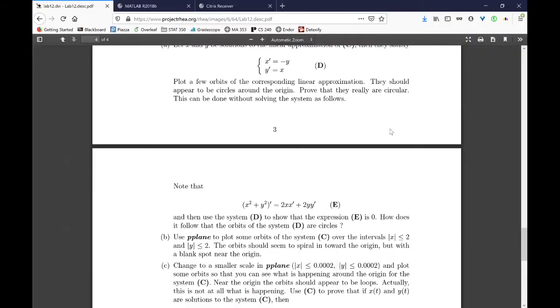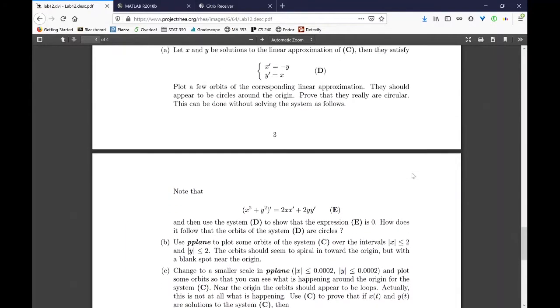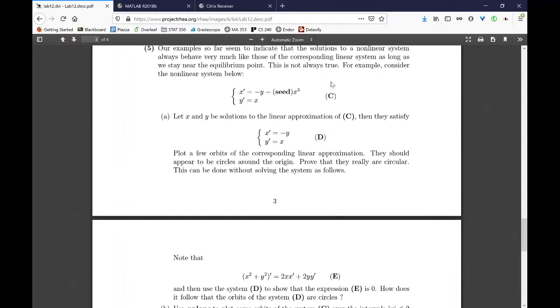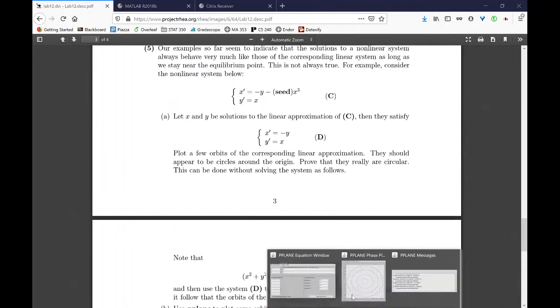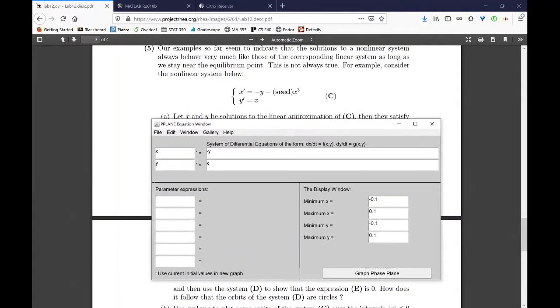Now, part B. Use p-plane to plot some orbits of the system C over the intervals x is less than 2 and y is less than 2. Okay, so remember our system C is right here. So now we have minus 13x cubed, and we're going to plot it from minus 2 to 2.